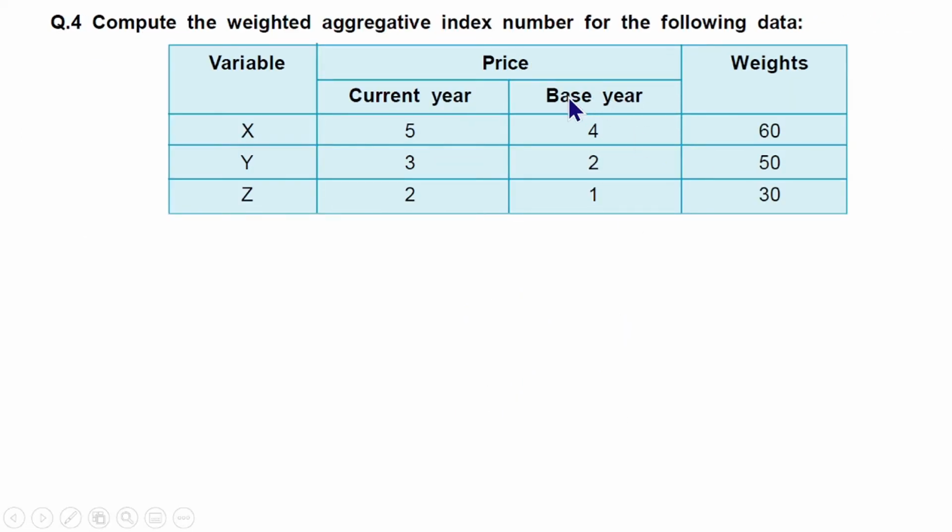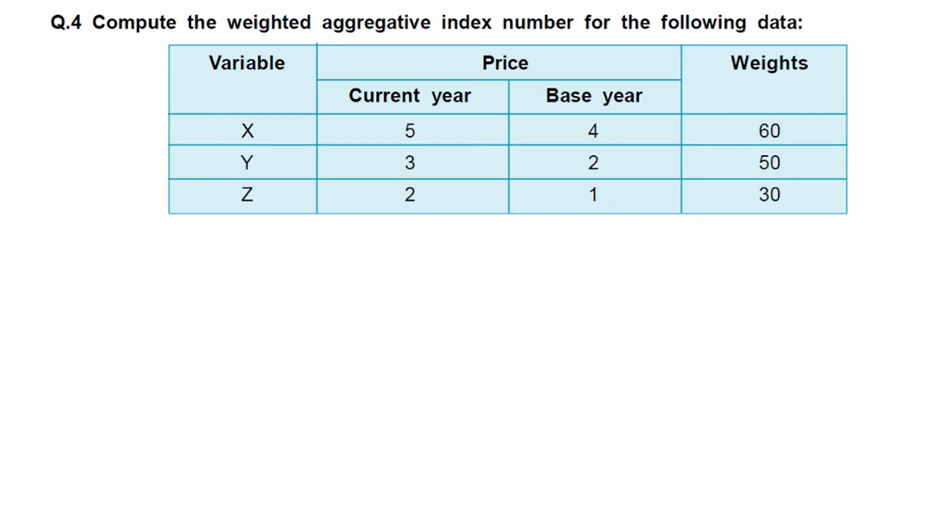Now coming to questions on weighted aggregative index. Compute the weighted aggregative index number for the following data. So here we have the variables x, y and z, and then we have the price for the current year and the base year, and then we have the weights for each of these. The price for current year for x is 5, for y is 3, z is 2. Price in the base year, x is 4, y is 2, z is 1. And then the weights for x is 60, y is 50 and z is 30 respectively. Now we have to find the weighted aggregative index.